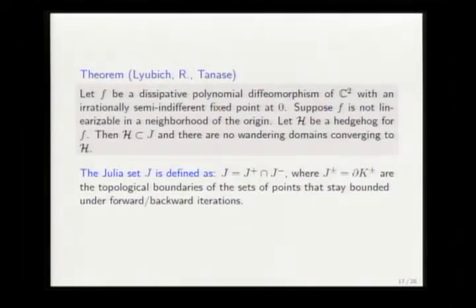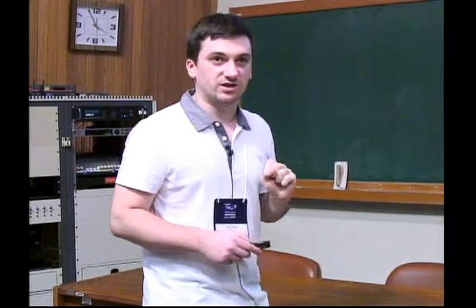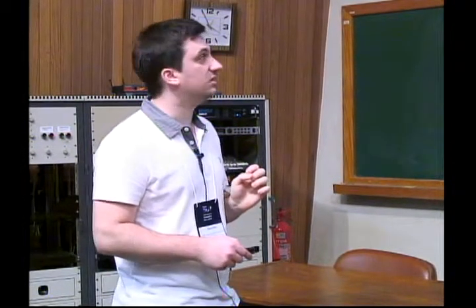Let's define it properly. J plus is the boundary of K plus, and K plus is the set of points that do not escape under forward iteration. K minus is the set of points that do not escape under backward iteration. J plus and J minus are their topological boundaries. J is the intersection of the two. J is bounded, and the following theorem says that the hedgehog is a subset of J, and there are no wandering domains converging to the hedgehog. There is a lot to be studied in this situation for the Henon map which is not linearizable at the origin, but this is already an interesting result.